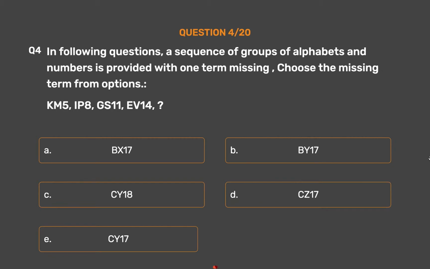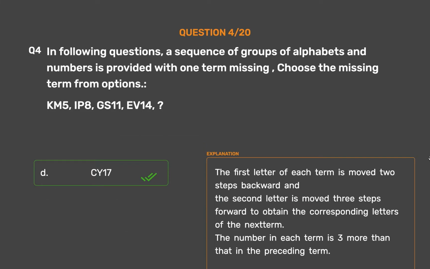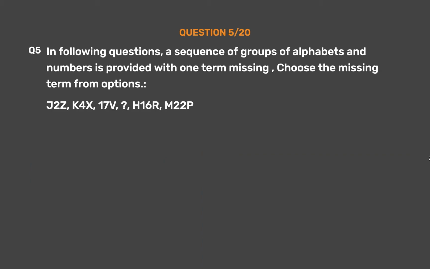The correct answer is Option E. CY17. The first letter of each term is moved 2 steps backward and the second letter is moved 3 steps forward to obtain the corresponding letters of the next term. The number in each term is 3 more than that in the preceding term. Question number 5. In following questions, a sequence of groups of alphabets and numbers is provided with one term missing. Choose the missing term from options.